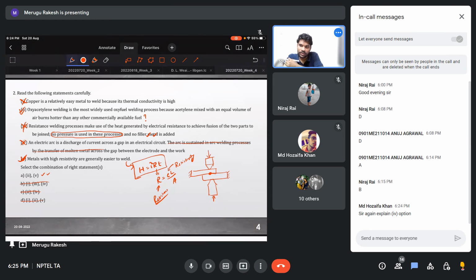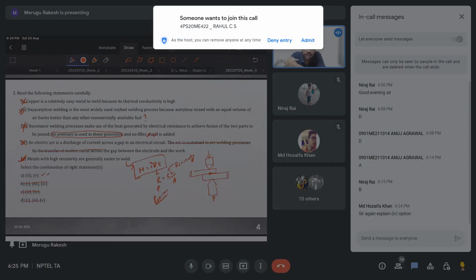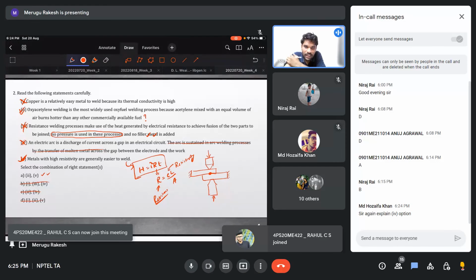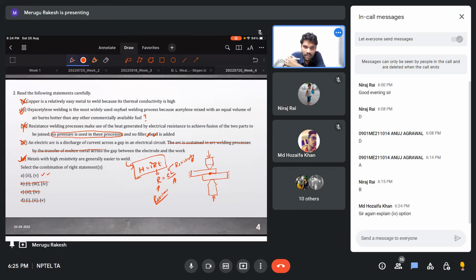Okay, so in electrical arc discharge, what is happening? The statement is saying that the arc is sustained in the arc welding process by the transfer of molten metal across the gas between the electrode and workpiece. So what happens? If you use a consumable electrode, the electrode is melting and you are continuously feeding it, so that electrode is melting and dropping into the weld pool, and that is how it is going on. But that is not the thing that is keeping the arc sustained. Sustained in the sense of keeping the process going without any interruptions.